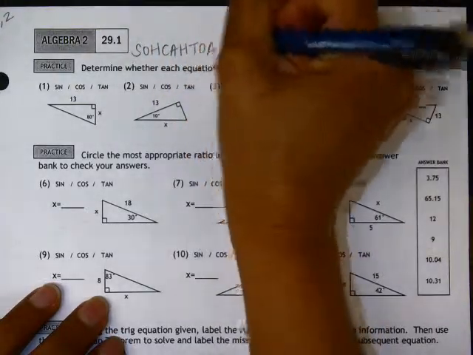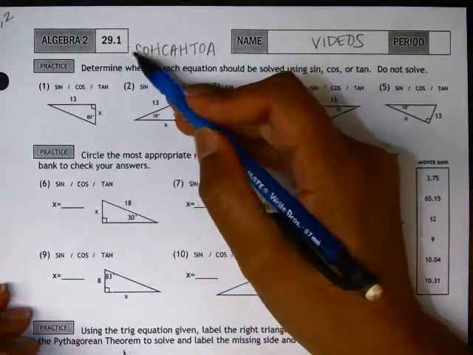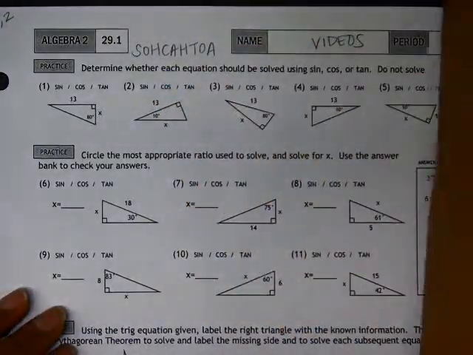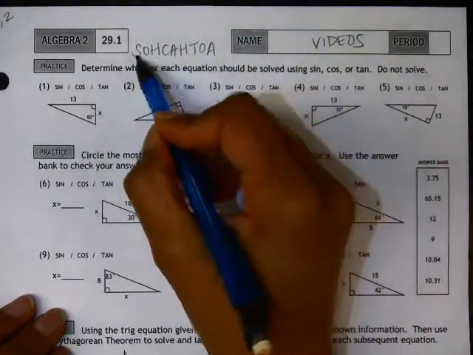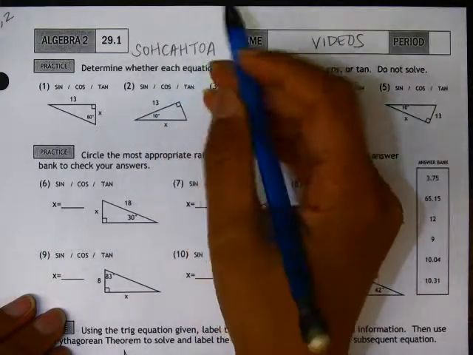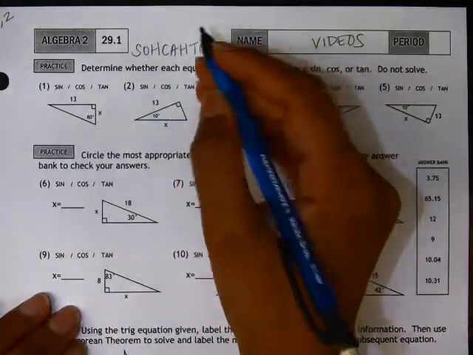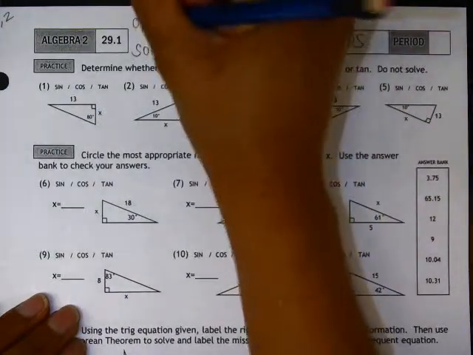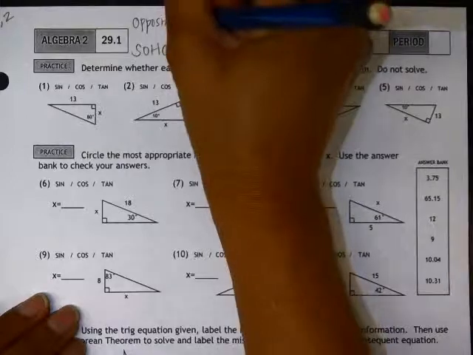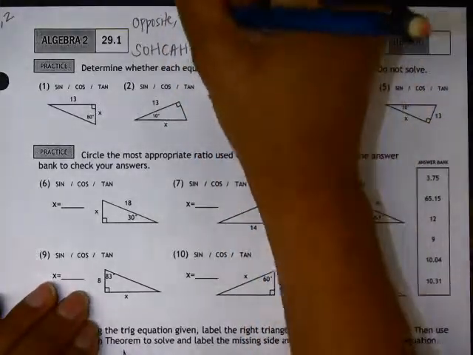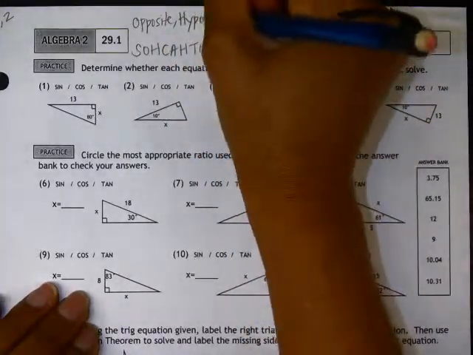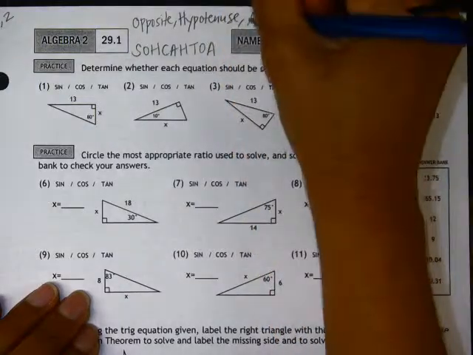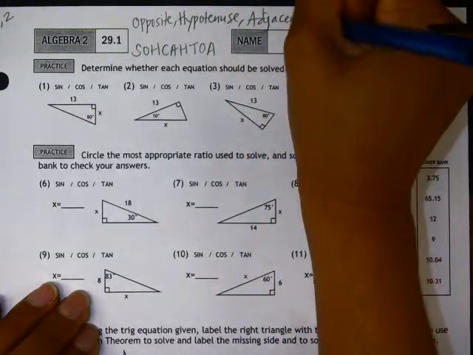The acronym SOHCAHTOA helps us remember what two sides of the triangle the sine ratio is, the cosine ratio is, and the tangent ratio is. So we have O representing the opposite side of the triangle, H represents the hypotenuse, and A represents the adjacent side.